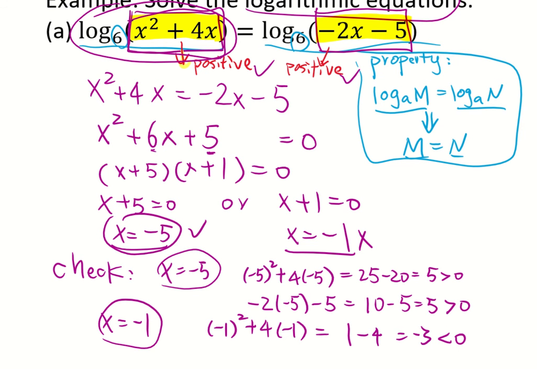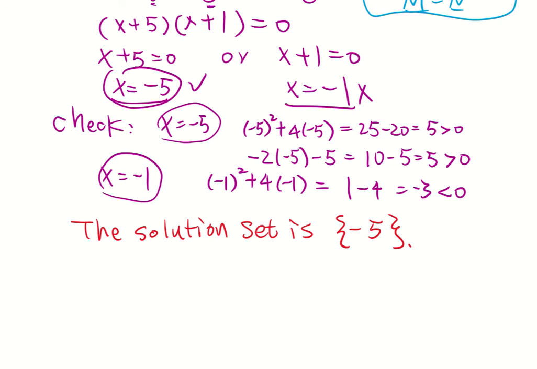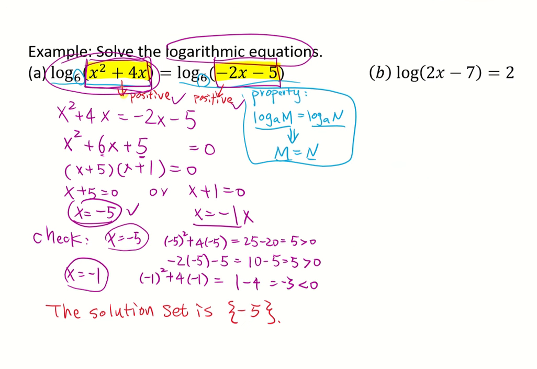So we only have one solution here, which is negative 5. So the solution set only has one element in it, which is negative 5. So when we solve a logarithmic equation, you always have to check that the x you get will make the original argument positive.